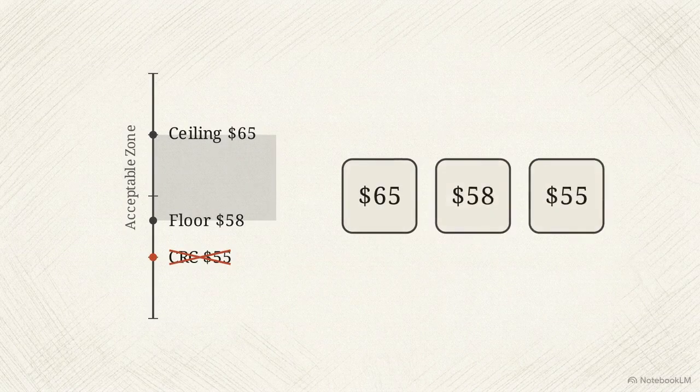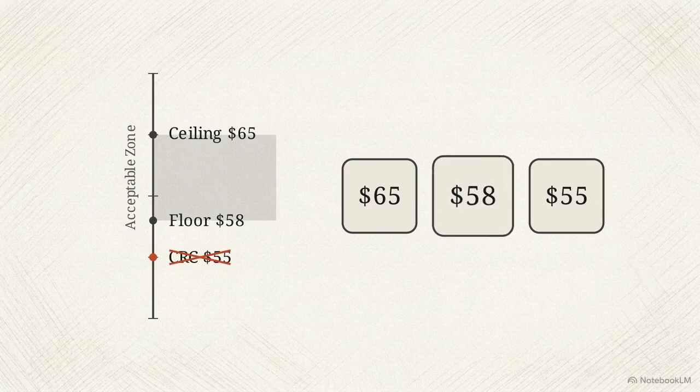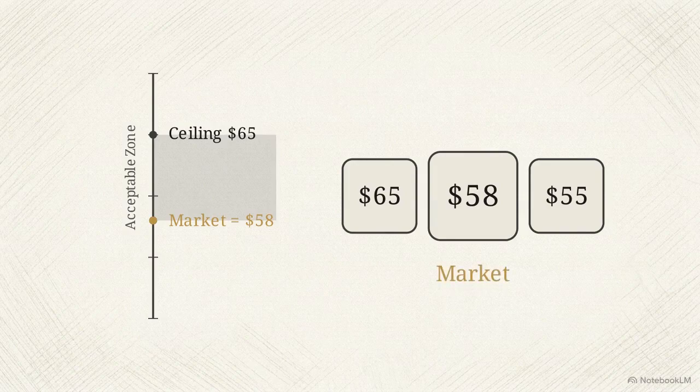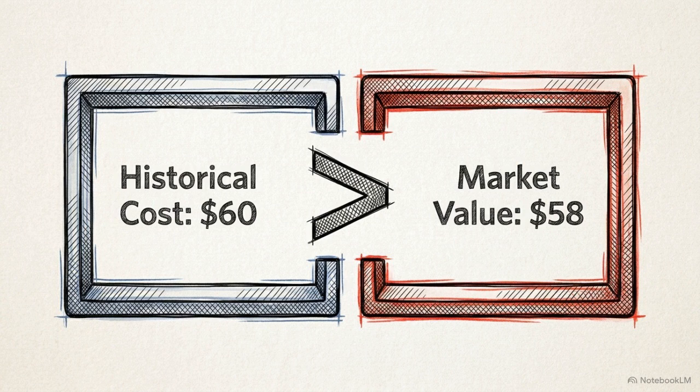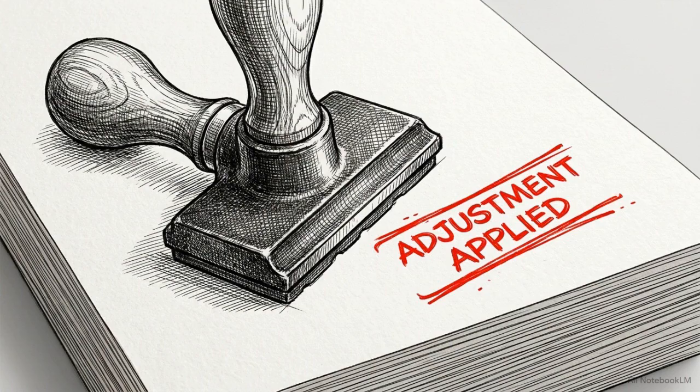We look at our three numbers, 65, 58, and 55, and select the middle value. The accepted market amount snaps up to the floor of $58. We compare this new market value of $58 to item B's historical cost, which is $60. The calculated market utility is now lower than the recorded cost. This strict relationship triggers a mandatory write-down of $2 per unit.